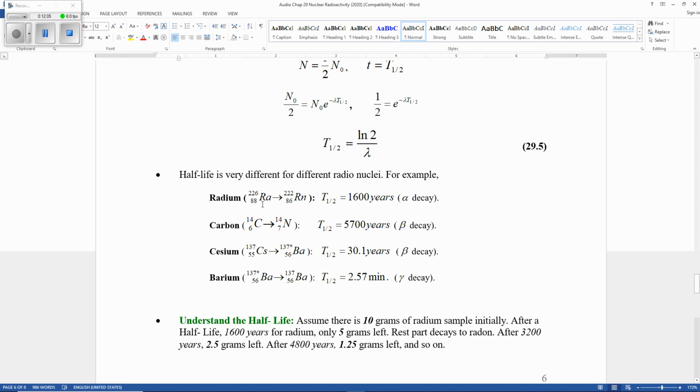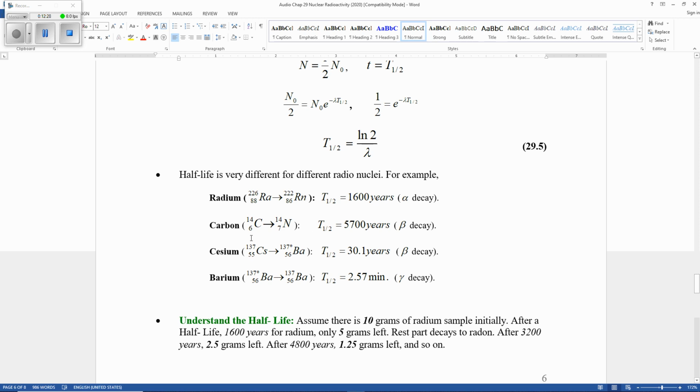Like radium. This is alpha decay. Radium changes to radon. You see the numbers change: 2 protons out, 2 neutrons out. You see the bottom number reduced by 2, the top reduced by 4. 2 protons, 2 neutrons. And this half-life equals 1600 years.